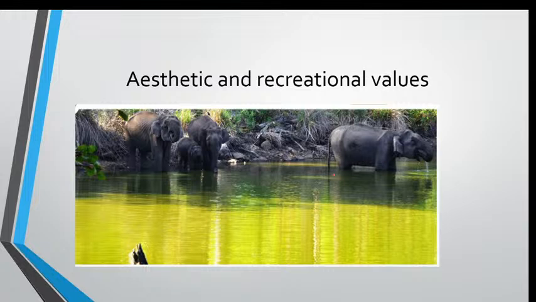For example, we have some places for tourism. Aesthetic and recreational values simply mean tourism itself. Tourism comes under this. We go to places like Ponmudi, Thekkady, Nilgiri, Silent Valley, Munnar. These are places where tourism is promoted for aesthetic as well as recreational value, so that you can watch the wildlife.